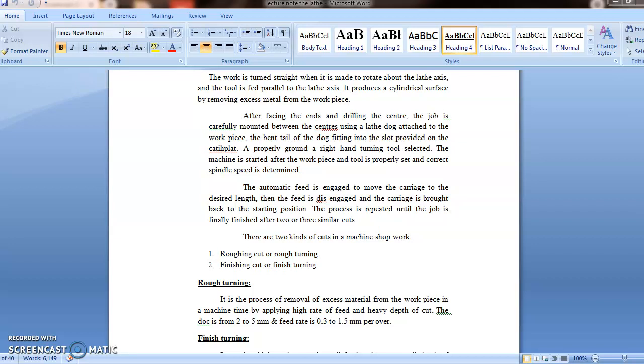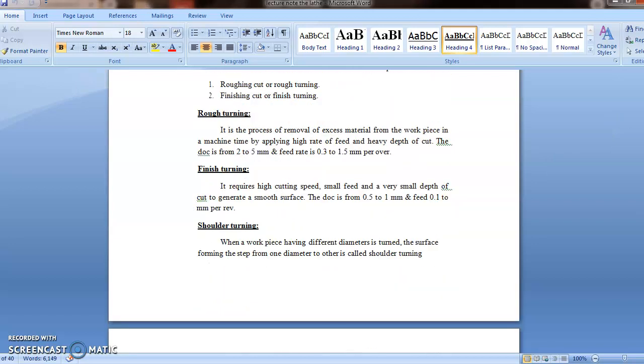Rough turning. It is the process of removal of excess material from the workpiece in a minimum time by applying high feed rate and heavy depth of cut. Finish turning. It requires high cutting speed, small feed and very small depth of cut to generate a smooth surface.